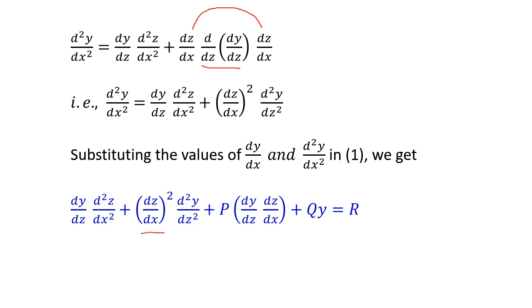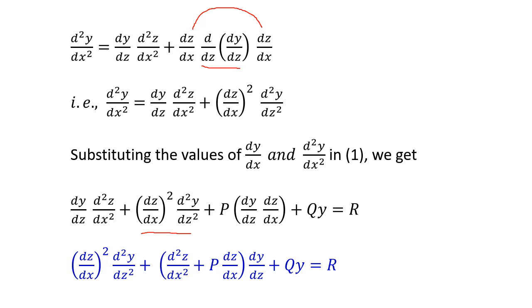Now we shall write the second term first. So we get dz by dx whole square into d square y by dz square. Now from the first and the third term, we shall take dy by dz as the common factor. If you take dy by dz as the common factor, we get d square z by dx square plus p into dz by dx, plus qy is equal to r.